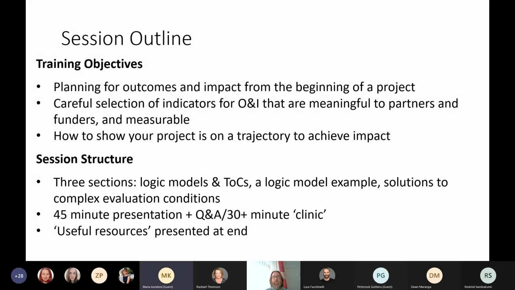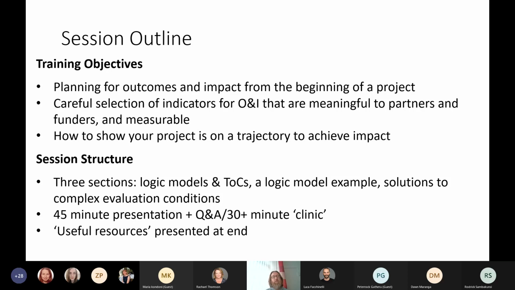So where was I? Essentially these will be the three sections for today's talk: the introduction to logic models, the example, and some solutions to when logic models perhaps need to be rethought or something else used altogether.